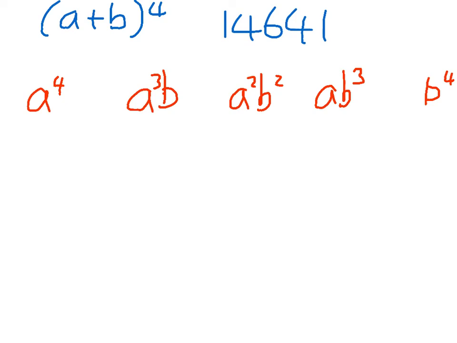And then we need to bung in our coefficients, so times by 1, times by 4, times by 6, times by 4, and times by 1. So when you multiply it all out, you have got your coefficients, 1, 4, 6, 4, 1, and your a's go down in powers, so 4, 3, 2, 1, 0, and your b's go up in powers, so that's b to the 0, b to the 1, 2, 3, and 4.